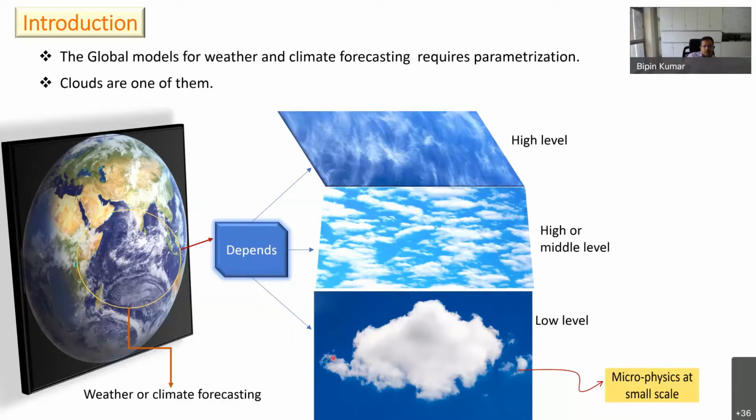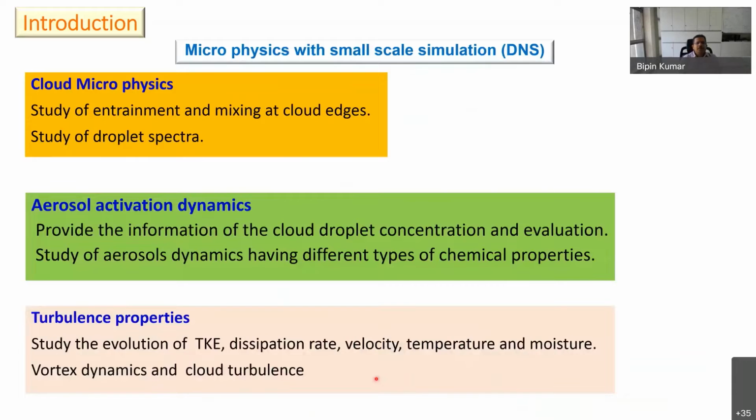So this low level cloud, which generally we see every day with our naked eyes, this is a picture of a cloud in a clear sky. In this cloud, actually, a lot of microphysical processes are happening at a very small scale, which is not resolved in the large scale models. So for those small scale things, we can do a small scale simulation. In the small scale simulation, we are talking about the direct numerical simulation, which is basically the smallest scale.